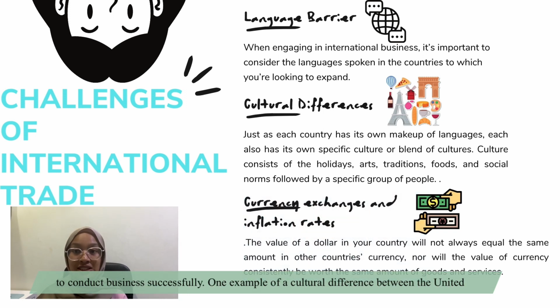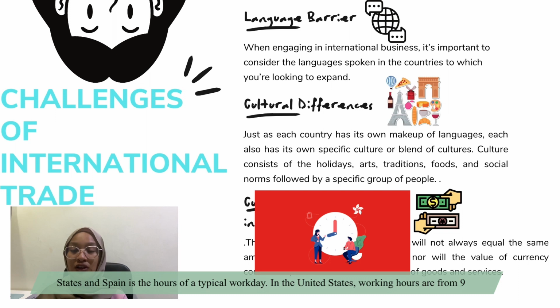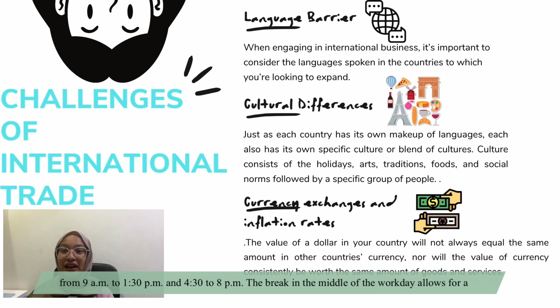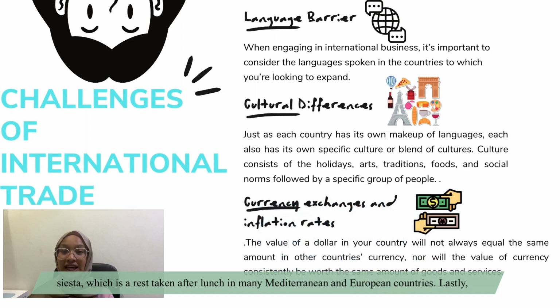conduct the business successfully. One example of cultural difference between the United States and Spain is the working hours of a typical workday. In the United States, working hours are from 9 a.m. to 5 p.m., often extending earlier or later. In Spain, however, working hours are typically from 9 a.m. to 1:30 p.m. and 4:30 p.m. to 8:30 p.m. The break in the middle of the workday allows for a siesta, which is a rest taken after lunch in many Mediterranean and European countries.